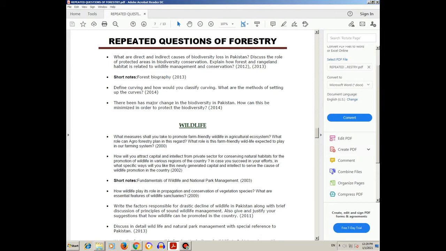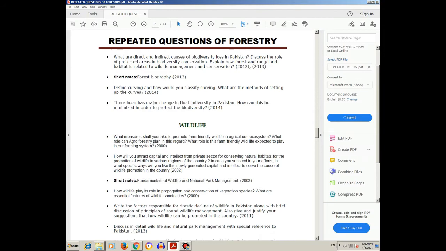2014 Wildlife. What measures will you take to promote farm-friendly wildlife in the agricultural ecosystem? What role can agroforestry play in this regard? What role is this farm-friendly wildlife expected to play in our farming system?